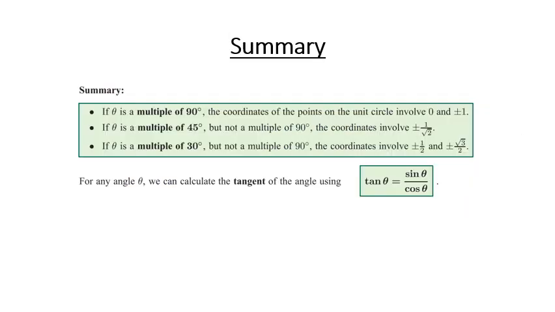So real quick, in summary, if theta is a multiple of 90, then the coordinates of the point on the unit circle are 0 and plus or minus 1. If it's a multiple of 45, then the coordinates are plus or minus 1 over root 2, depending on where it is. And if it's a multiple of 30, but not 90, then the coordinates are plus or minus a half and plus or minus root 3 on 2. It's important also to remember that tan theta is sine theta divided by cosine theta.